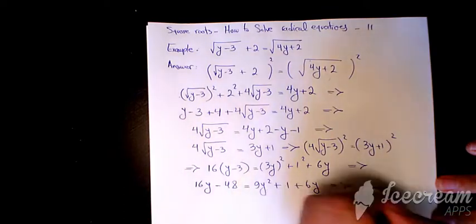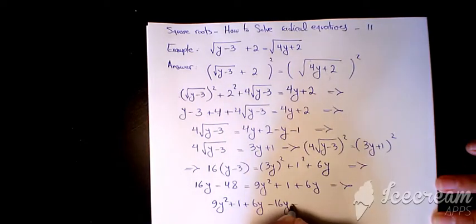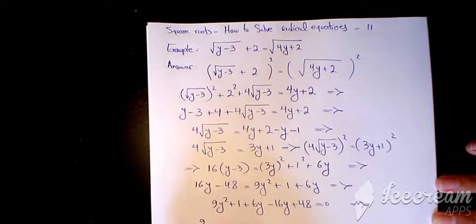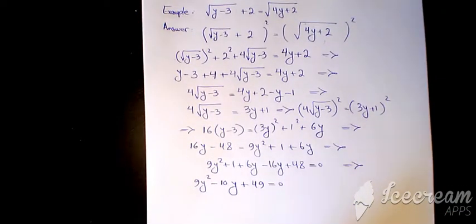Then I move everything to the right hand side again, so it will be 9y squared plus 1 plus 6y minus 16y plus 48 equals 0. Then it will be 9y squared, 1 and 48 is going to be 49, and 6y minus 16y is going to be minus 10y, plus 49 equals 0. Now I need to solve this. So we have this quadratic equation.